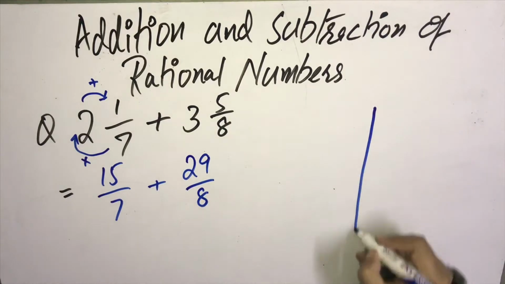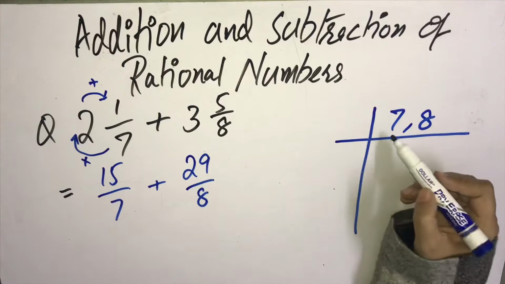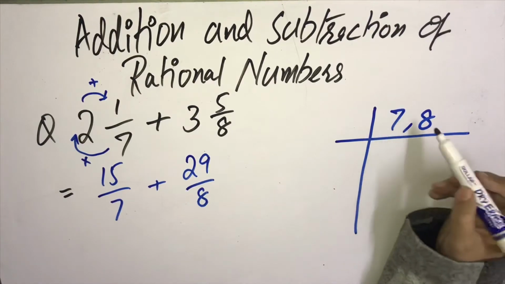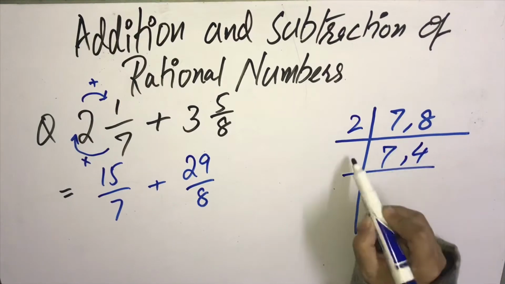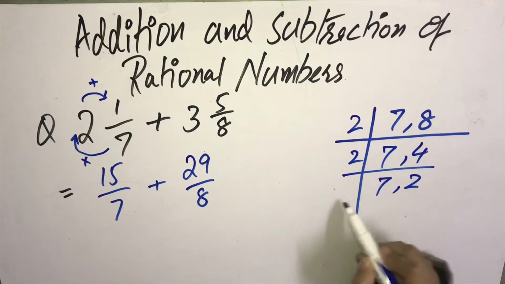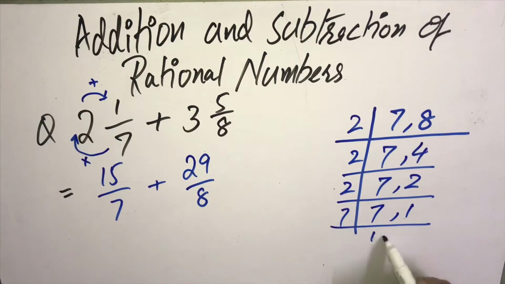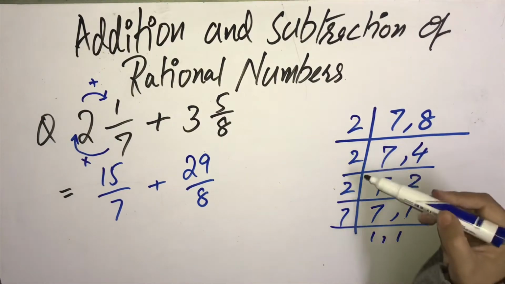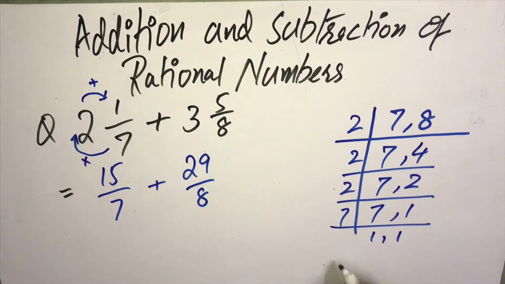Now I shall take the LCM of 7 and 8. As 7 is a prime number, the LCM is 56. It is the product of these two, but we can also check. The LCM is 2 2s are 4, multiply 2 is 8, multiply 7, 56.